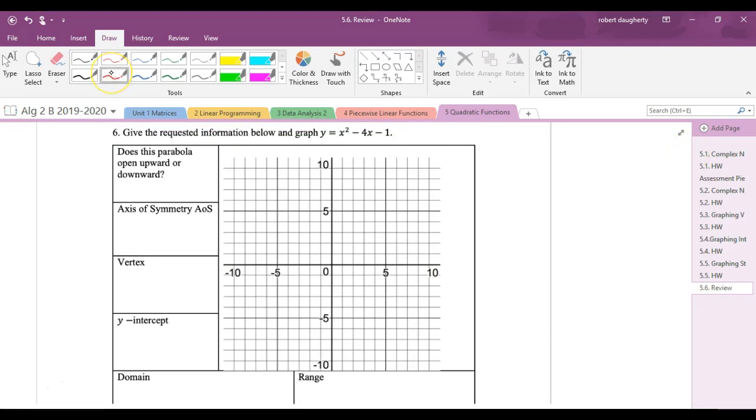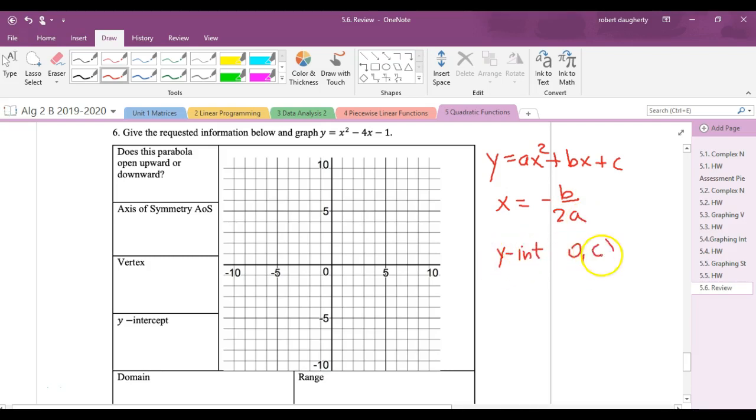This is in standard form. So standard form, y equals ax squared plus bx plus c. Axis of symmetry is -b over 2a. The y-intercept is the point (0, c). This parabola opens up. The axis of symmetry is x equals the negative of -4 over 2 times 1, which is 2. So x equals 2 is the axis of symmetry. The y-intercept is the point (0, -1). So right here. So I know that I've got this point also right here.